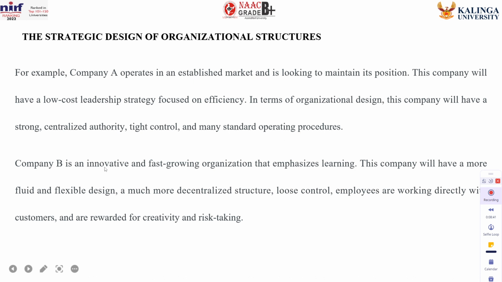Whereas company B, an innovative and fast growing organization that emphasizes learning, will have a more fluid and flexible design, a much more decentralized structure, and loose control. Employees are working directly with the customers and are rewarded for creativity and risk taking.